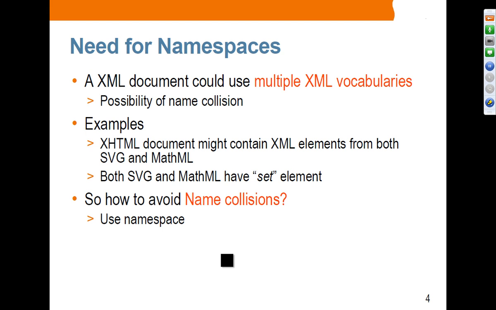So an XML document could use multiple XML vocabularies, meaning XML elements and attributes, and there could be a possibility of name collision. For example, an XHTML document might contain XML elements from both SVG and MathML, and in fact both SVG and MathML have a set element. And the set element used in SVG should be semantically different from a set in MathML. So there is a possibility of name collision like this. We need to avoid this name collision through the use of namespaces.